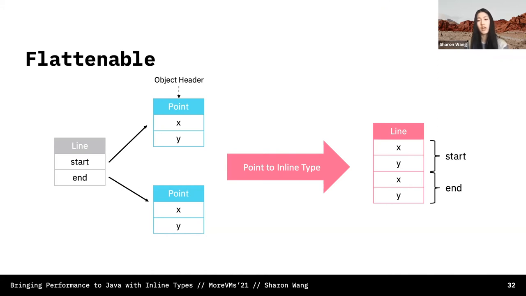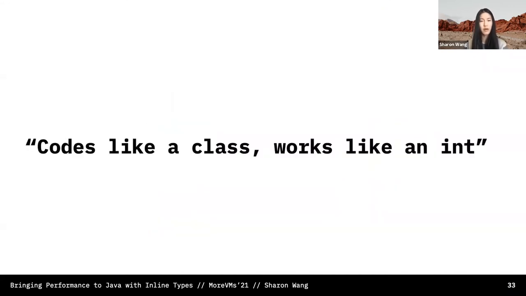For example, if the inline type becomes too large to be allocated. However, the JVM will opt to flatten inline types as much as possible. All right, that's a quick overview of how flattening works. Now we'll go over the famous inline type slogan again, "codes like a class, works like an int."